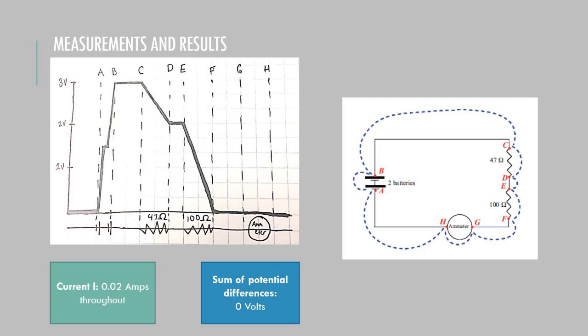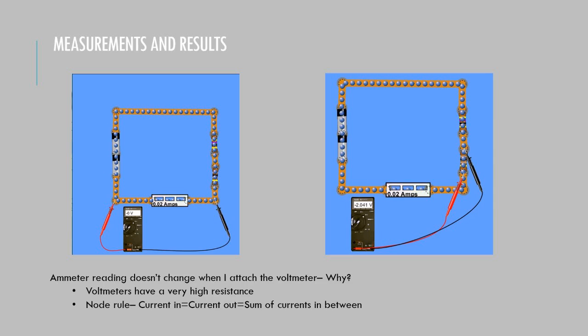Here's the chart from my readings of the potential at each point relative to point A, measured by my voltmeter when the circuit is closed as shown in the picture to the right. By the loop rule, the sum should equal 0 volts, and it does, as you can see. By point F, it's down to 0.